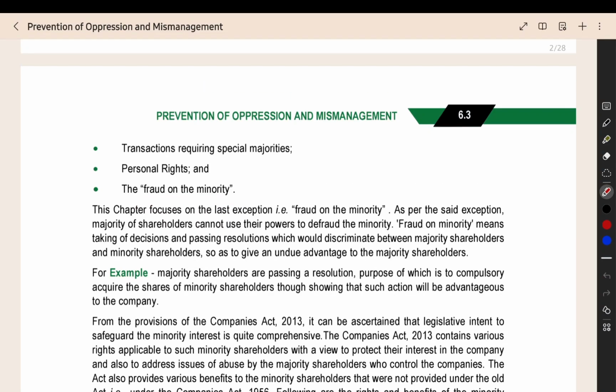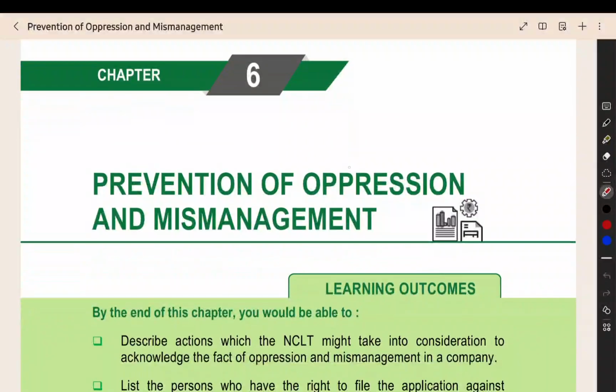We have the shareholders in a company. A small group of shareholders are called the minority shareholders. The majority shareholder is someone who is holding the majority shares. The remaining shareholders in the company are called the minority shareholders. If you are not giving them any rights, or you are oppressing them, or you are committing any fraud on them, then you can file an application under this particular chapter. That is the meaning of prevention of oppression and mismanagement, where there is a fraud on the minority.